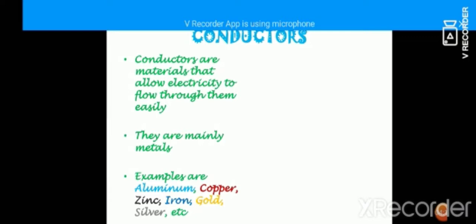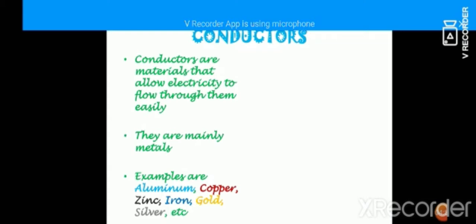Silver is the best, so take note of that. Then the next one is the various examples of conductors. You remember I said all metals are conductors of electricity. So we have metals like aluminum, copper, zinc, iron, gold, silver, nickel, and so on and so forth. We have so many metals that conduct electricity. But the popularly used metals for electricity are aluminum, copper, iron sometimes, and silver, which are commonly used as metallic conductors. So please take note of that.